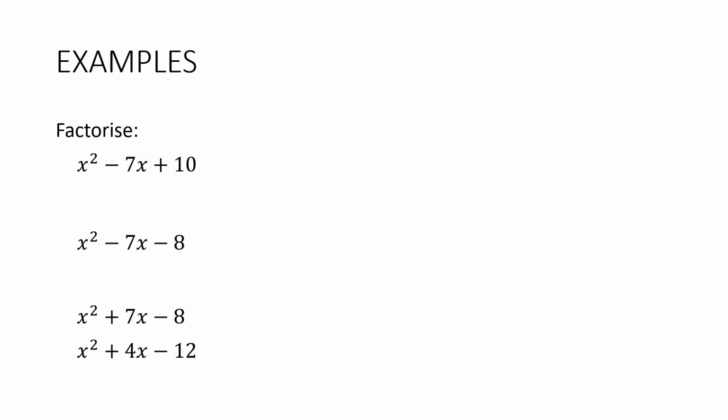Okay, let's work through these. x squared minus 7x plus 10. So look here, this means the signs are going to be the same. They're both going to be negatives. We want factors of 10 that add to 7. That is 2 and 5. Order is not important. This one, looking here, signs are going to be different. We want factors of 8 that have a difference of 7. Well, that's 8 and 1.